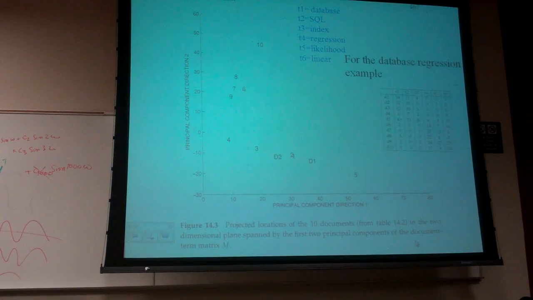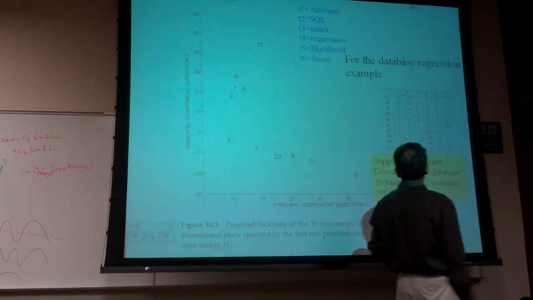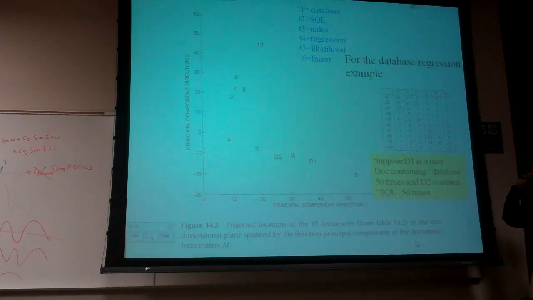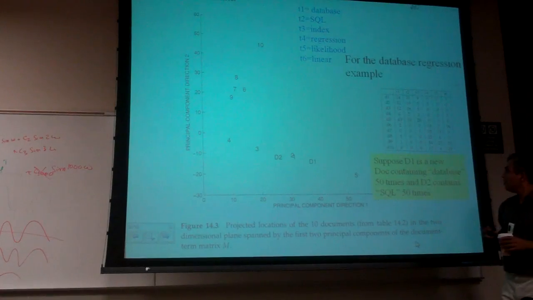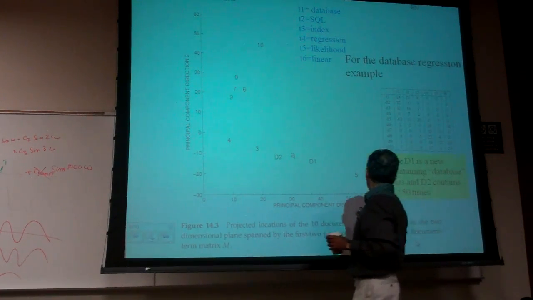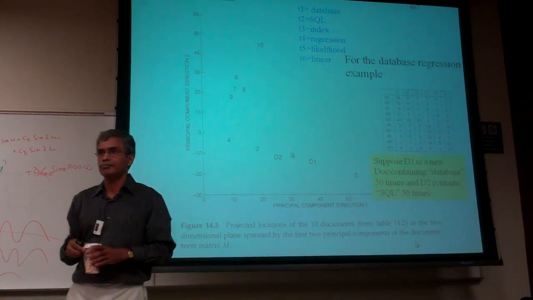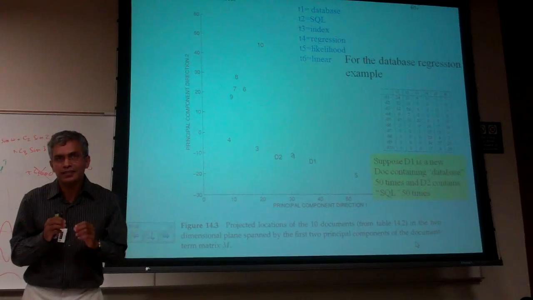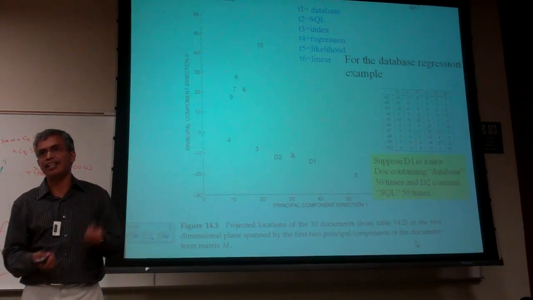Suppose I were to give you 2 more documents. Document D1 is a new document containing just 10 occurrences of the word database. Document D2 is a document containing 50 occurrences of the word SQL. Do you think these 2 documents are somehow close to each other? Just forget about the data. One is SQL and one is database.